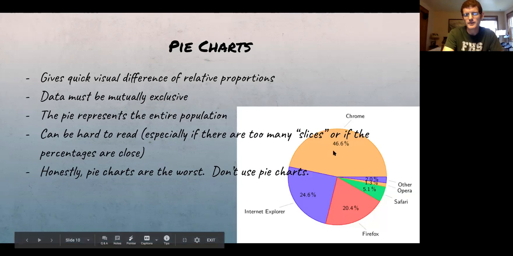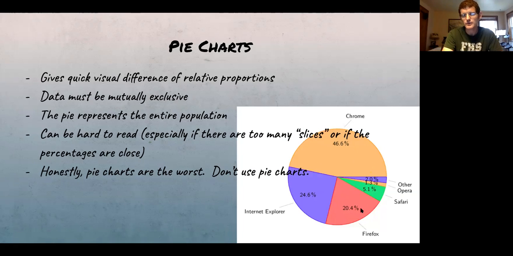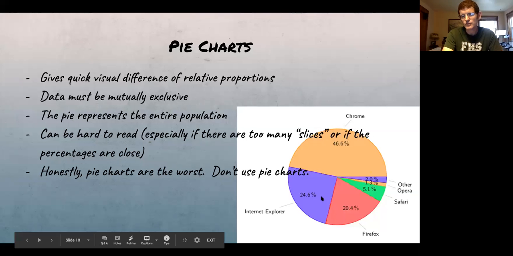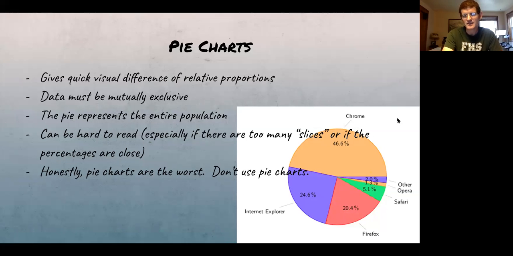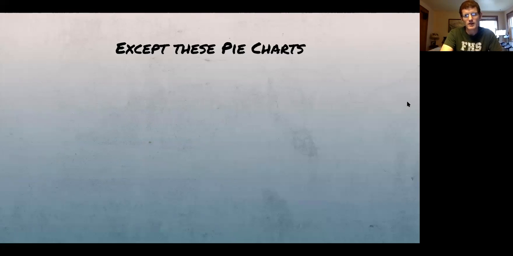because it includes the data. If I didn't include these numbers here, and they didn't have it in descending order, well, it's not exactly descending, but if I didn't include this stuff, you wouldn't visually know necessarily which is bigger, Internet Explorer or Firefox. You might say Internet Explorer, but it's not easy to tell. Okay, now these pie charts are okay to use.